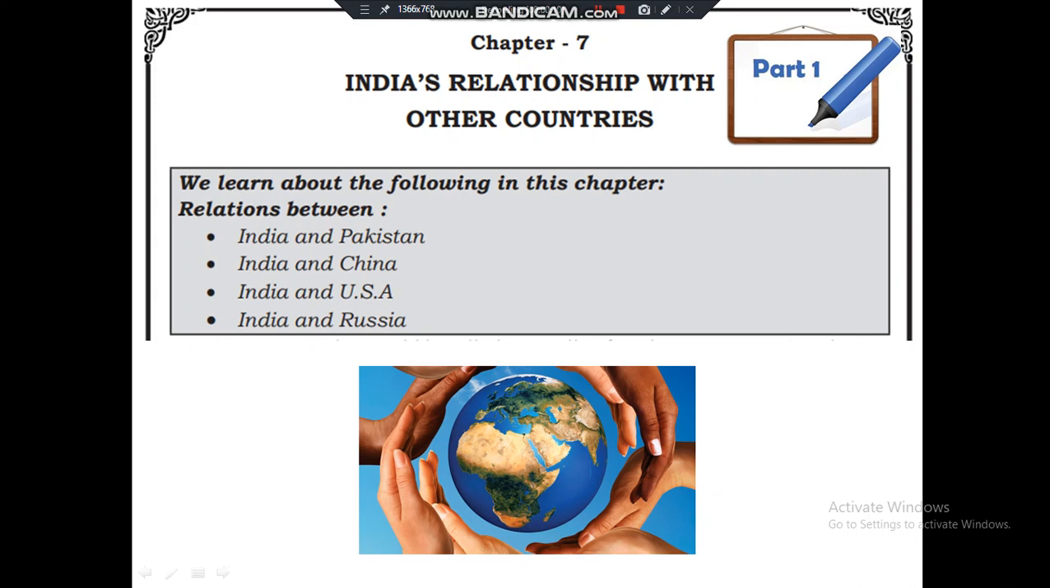India's relationship with other countries, from 10th Social Science Part 1. This is from the new syllabus, framed recently in 2022 by the Karnataka State Board. After completion of this chapter, you will learn the India-Pak relationship, India-China relationship, and India's relationship with USA and Russia. Today in this part 1, we will learn the introduction and India's relationship with Pakistan. Let's start.